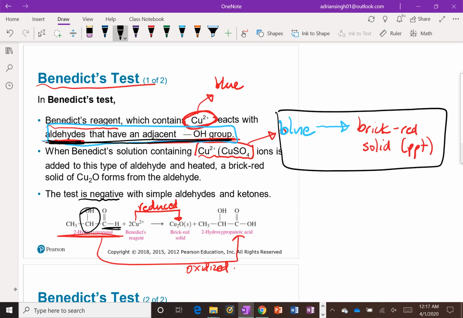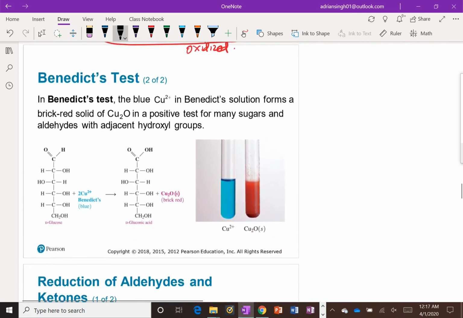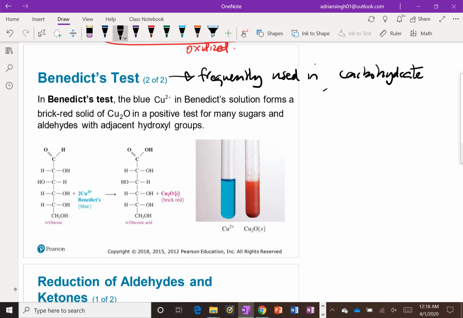And the test is negative, meaning you're not going to see that color change, if you just have a simple aldehyde or a ketone. The Benedict's test is used quite frequently in carbohydrate chemistry to test for what are known as reducing sugars. And here you can see the pretty stark contrast that happens if there is a positive test.